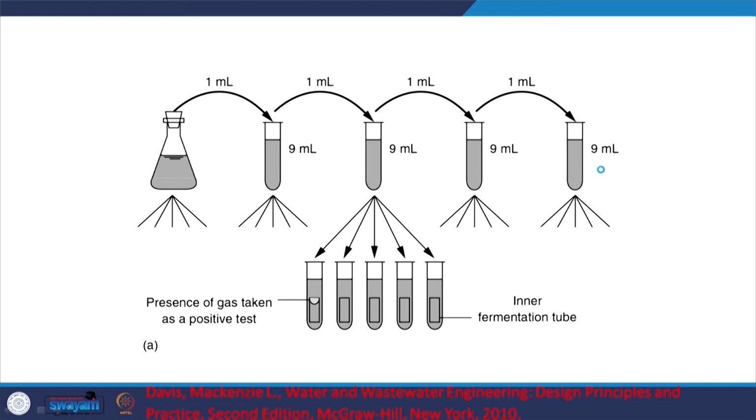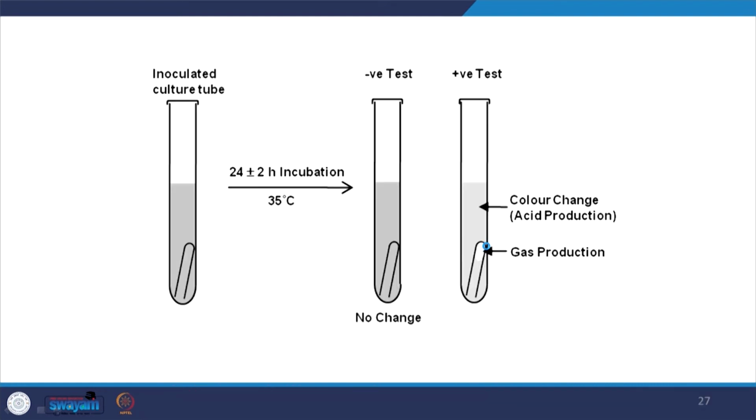Usually, this is what we do. We try to see to it that we put that dilution into these tubes for our MPN test, right. So, one set is out here. There are different ways you can count, but this is what we do in general. And where is the data? As we mentioned, if there is gas production and color change due to acid production, it is a positive test. If there is no change, it is a negative test. Again, we are going to incubate for some time at the right temperature.